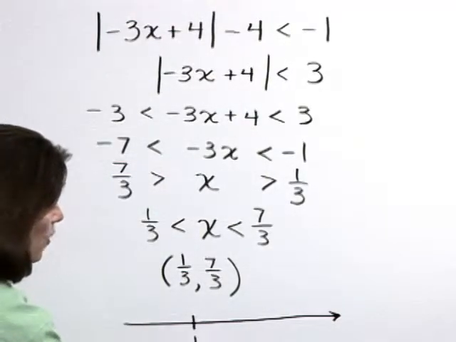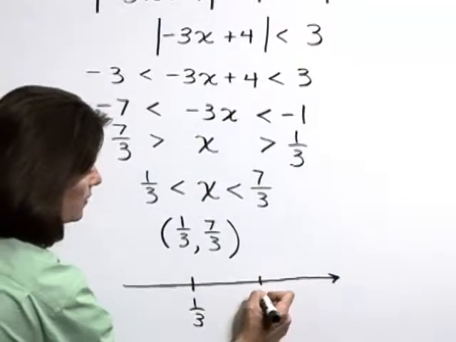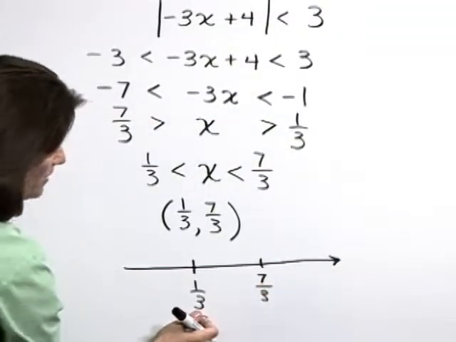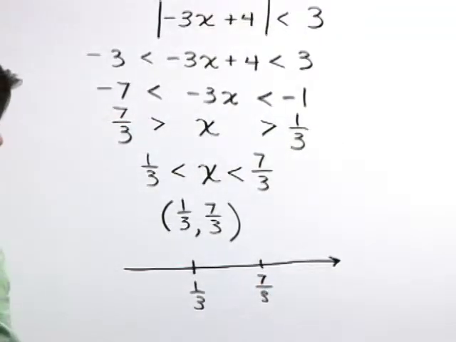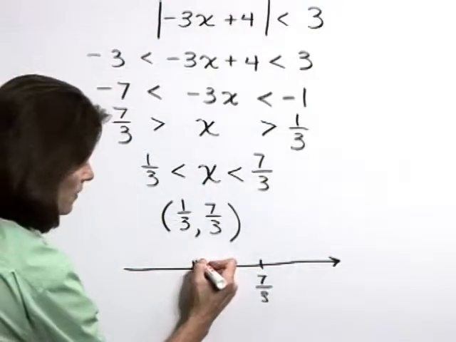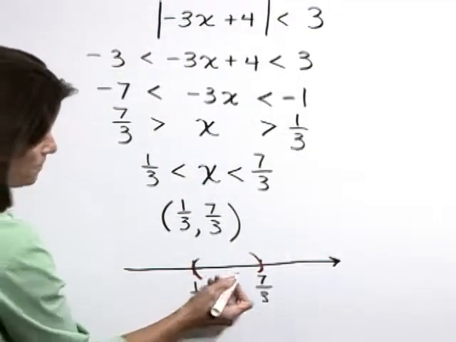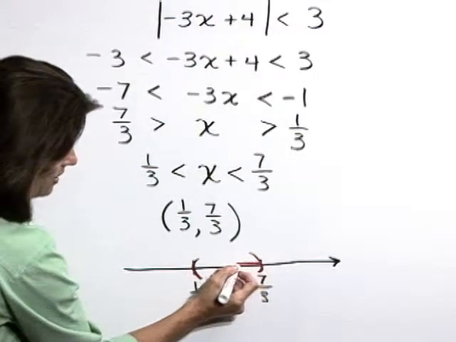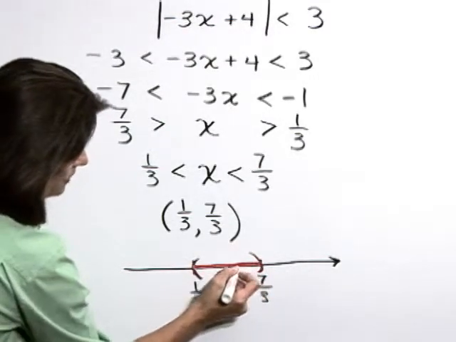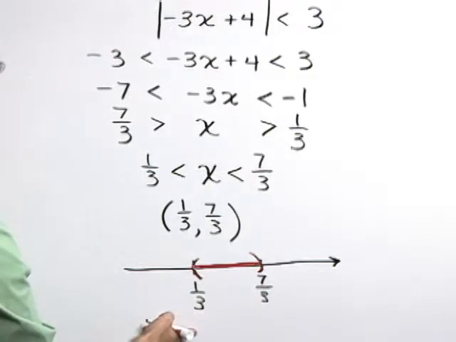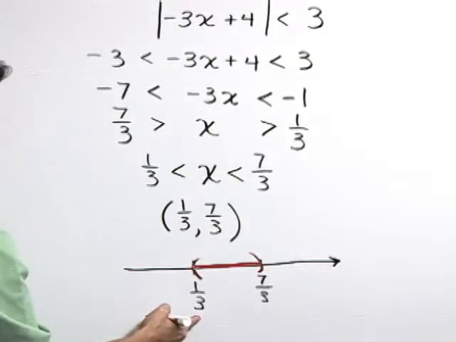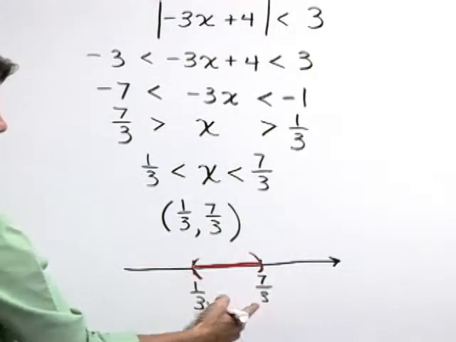Just identify 1/3 on your number line and 7/3 on your number line to the right of that as it's larger. We'll use our same parentheses showing that 1/3 and 7/3 are not included in the solution. But then bold this area in between, indicating that numbers in between them are included in our solution, which is numbers from 1/3 to 7/3, not inclusive.